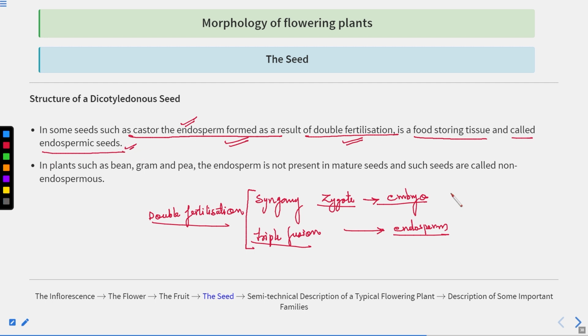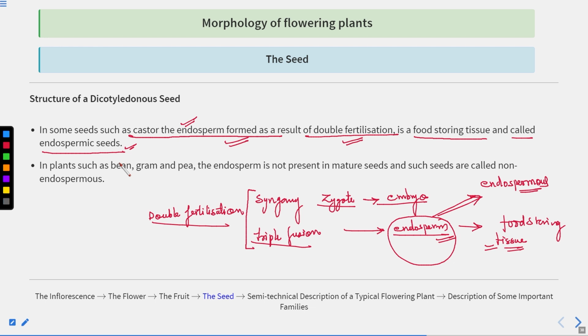Okay, this endosperm is a food storing tissue and it stores all the food material. So if the endosperm is storing all the food material, then we say that the seed is endospermous. In plants such as bean, gram, pea, the endosperm is not present in mature seeds.